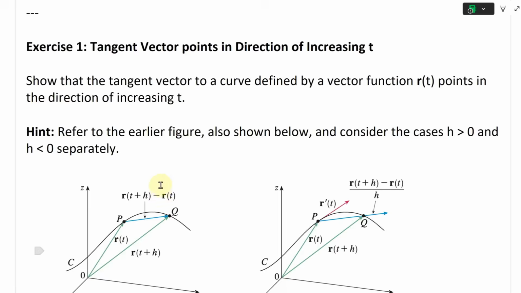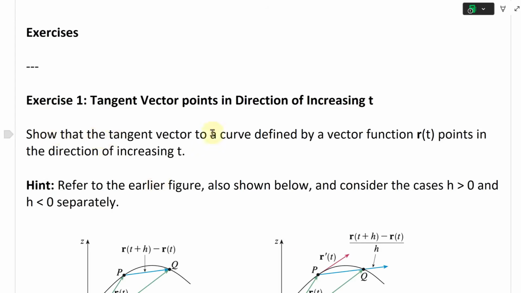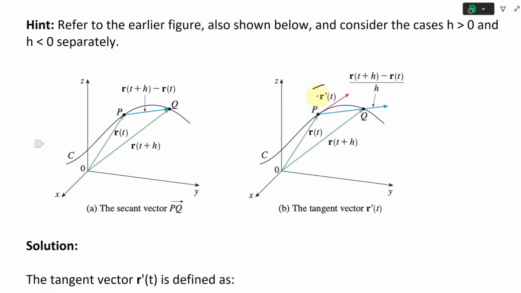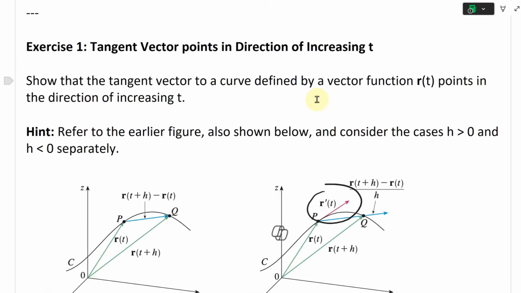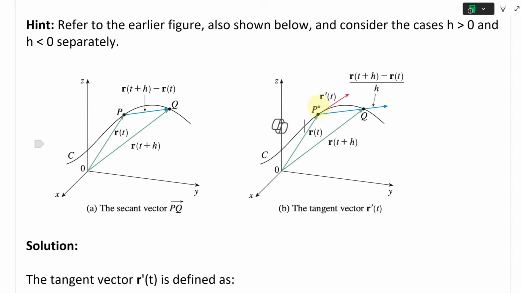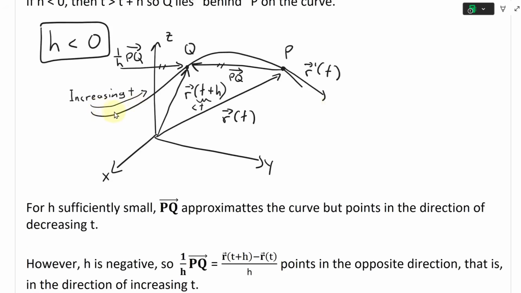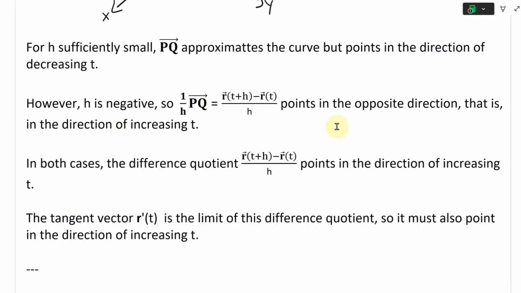Hence, we proved this setup here. So we showed that the tangent vector to a curve defined by a vector function r of t points in the direction of increasing t. The tangent vector is always pointing in the direction of increasing t. So if you want to know which way t is increasing, you can either graph it yourself or just take the derivative at any point, and you'll know where it's going there.